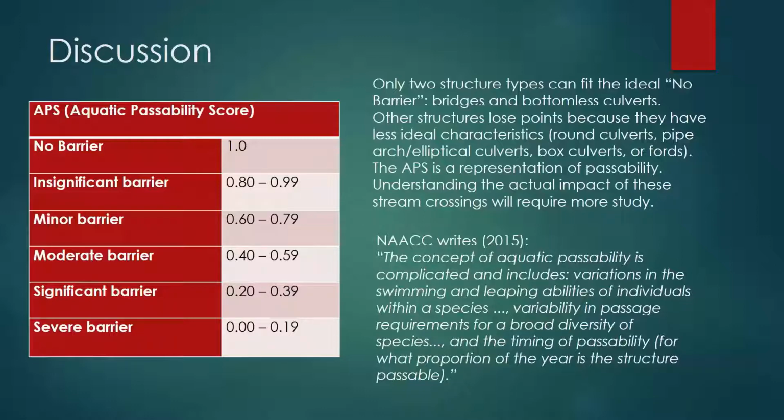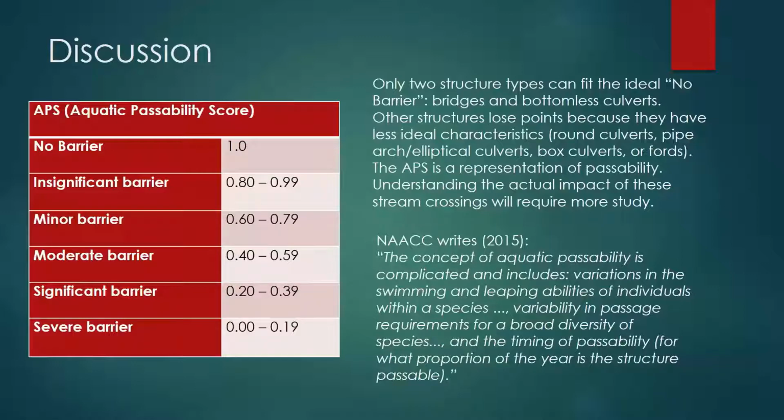Understanding the actual impact of these stream crossings will require more study, and I quoted NAACC here from 2015. The concept of aquatic passability is complicated and includes variations in the swimming and leaping abilities of individuals within a species, variability in passage requirements for a broad diversity of species, and the timing of passability, for what proportion of the year is the structure passable. This is just something to note. I guess as more research gets done on this, we may improve methods or find new methods. We'll see.